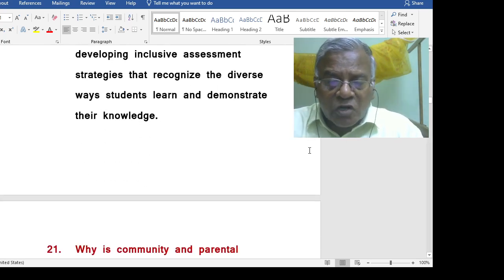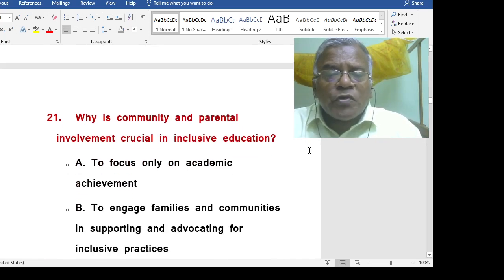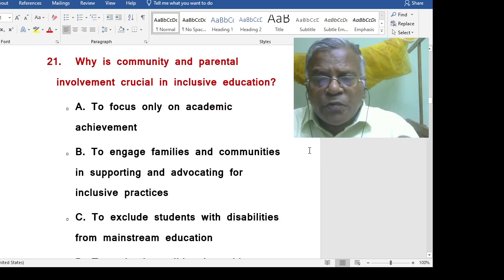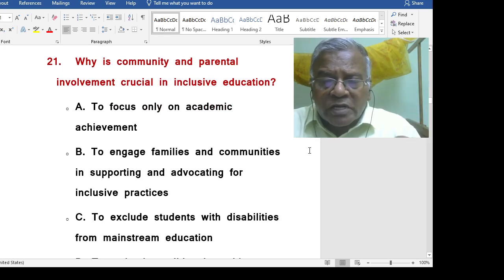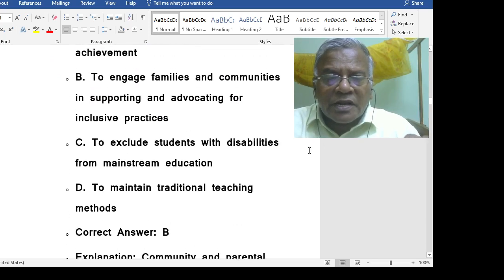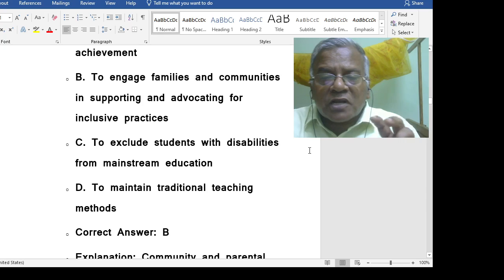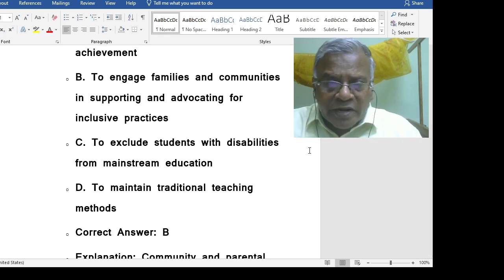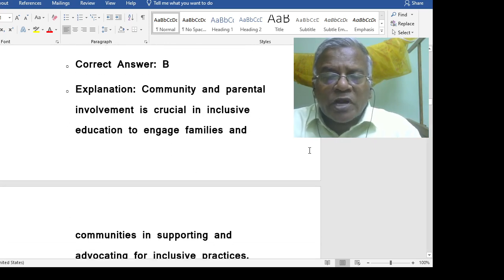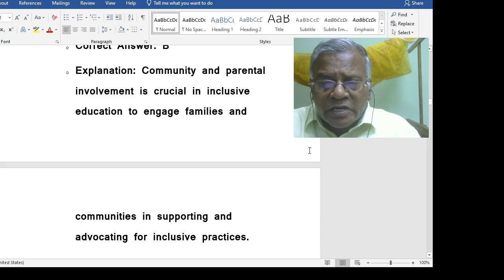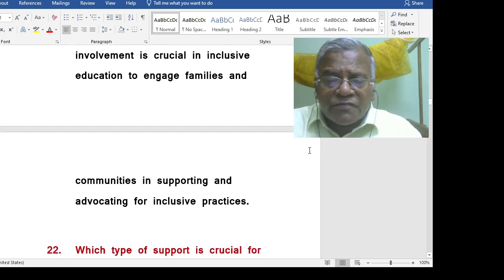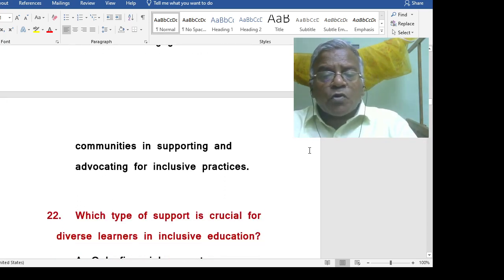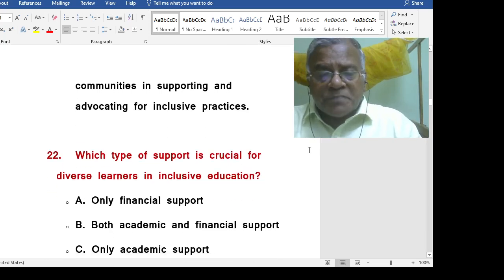Why is community and parental involvement crucial in inclusive education? That is, to engage families and communities in supporting and advocating for inclusive practices. That is the purpose. Community and parent involvement is crucial in inclusive education to engage families and communities in supporting and advocating for inclusive practices.